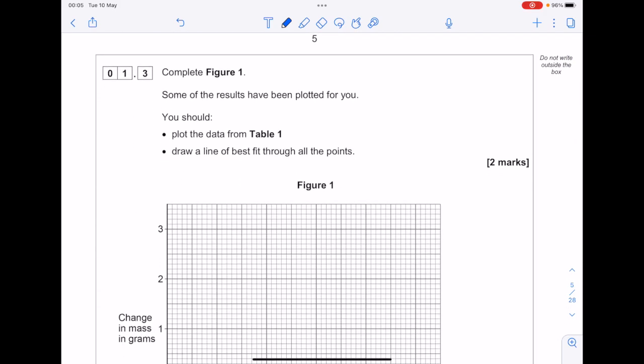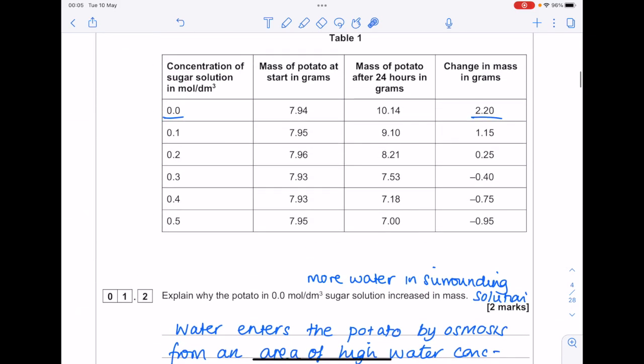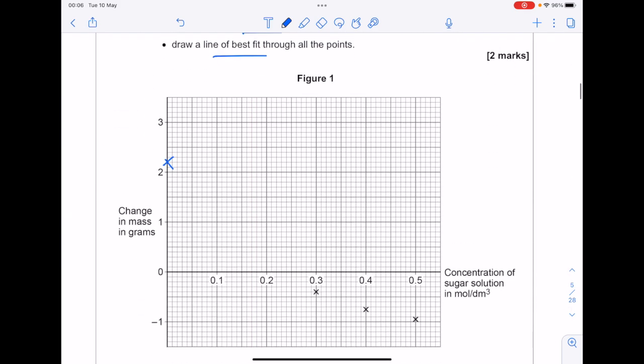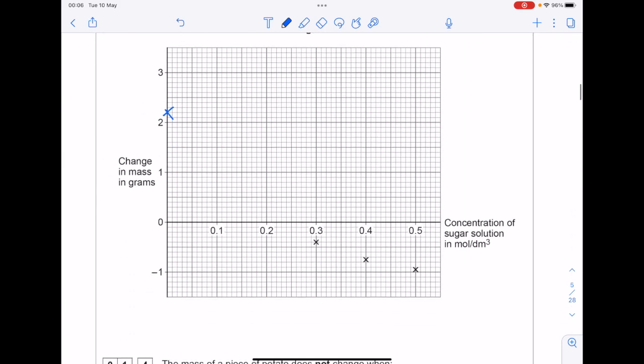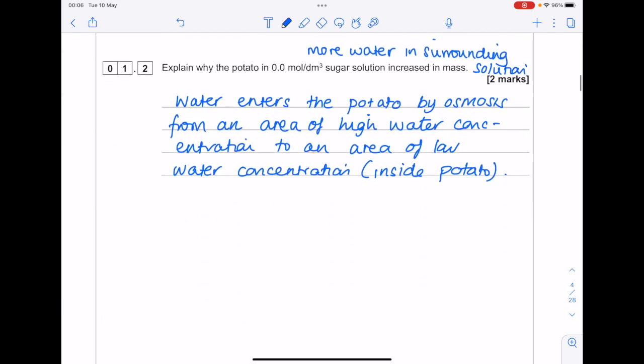Complete figure 1. Some of the results have been plotted for you. You should plot the data from table 1 and draw a line of best fit. So we have change in mass on the y-axis together with concentration of sugar solution on the x-axis, and they've done 0.3, 4 and 5 for us. So we're looking at these results here. So at zero concentration, it's 2.2. At 0.1, it's 1.15. At 0.2, it's 0.25.